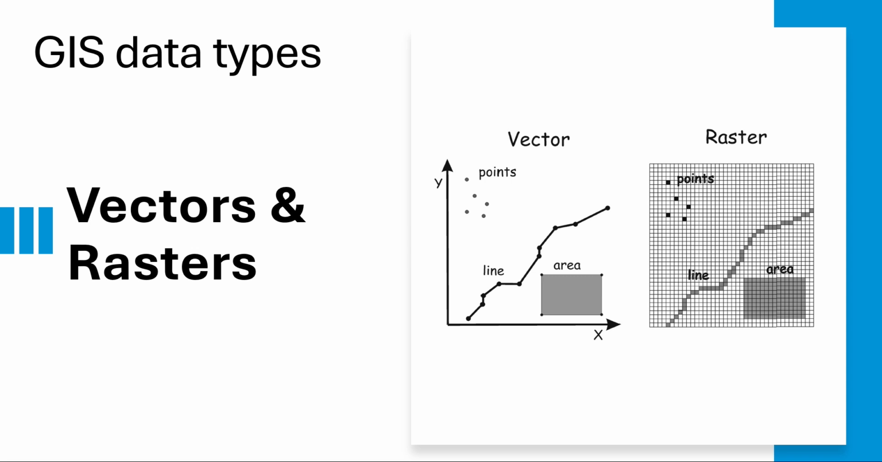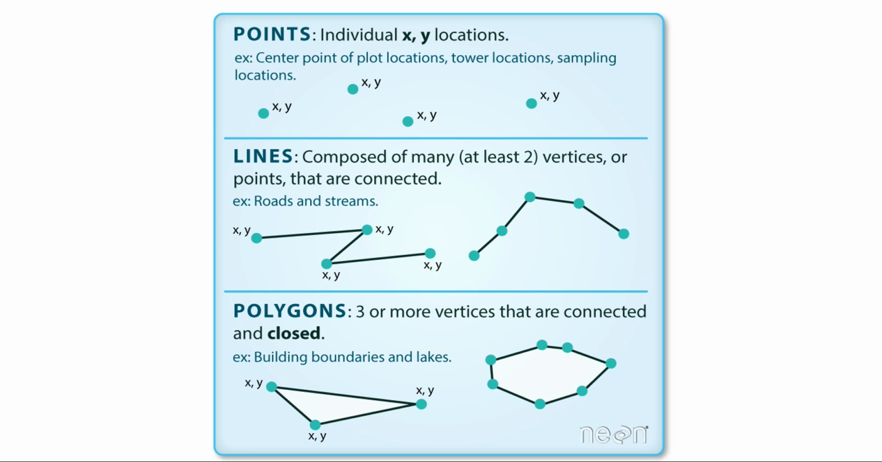Data types in GIS are of two kinds. We have either vector data or raster data. Vector data are basically points, lines, or areas. A point is a coordinate on the map, x and y. But a line is at least 2 points that are connected, and it can be any number of points. And polygons are three or more points that are connected and closed. They have to be closed. This is the only difference between polygons and lines, because with polygons, you can calculate the area, but you cannot calculate the area of a line. You can measure the length of a line.